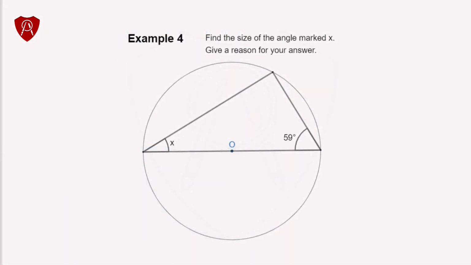Example 4. The question requires you to find the size of the angle marked X and to give a reason for your answer. This is a straightforward case of the angle in a semicircle. The angle is subtended by the diameter, so it is 90 degrees. Since we know two angles in this triangle, X is 31 degrees, such that the sum is 180 degrees for the whole triangle. So X is 31 degrees.